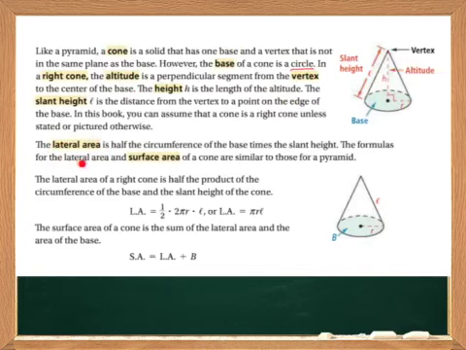The lateral area is half of the circumference of the base times the slant height. The formulas for the lateral area and surface area of a cone are similar to those for a pyramid. So for a cone, the lateral area is going to be pi times the radius times the slant height, and the surface area is going to be the lateral area plus the area of the base, which is always a circle, so pi r squared.